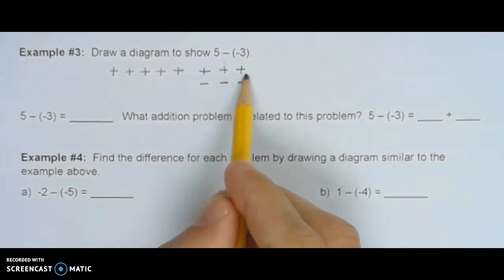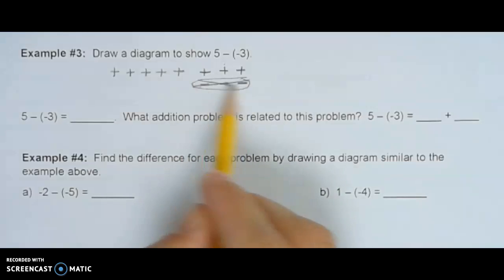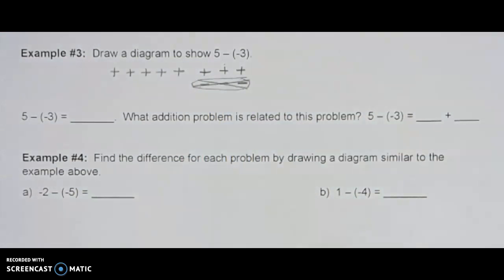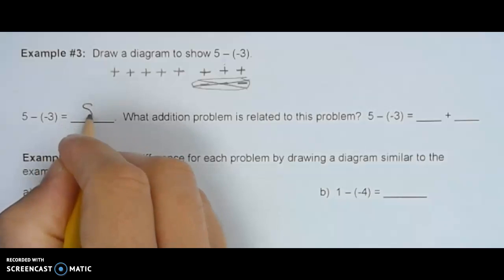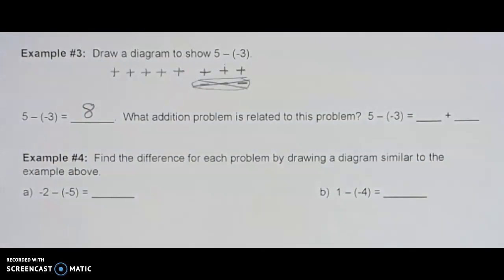Okay, and now I'm going to take away the 3 negatives. So here they are. I'm going to take them away. And my answer is what is left over. Well, I started with 5 positives, and now I have 3 more. So 5 minus negative 3 is equal to positive 8.